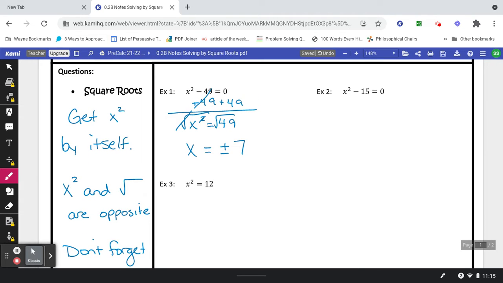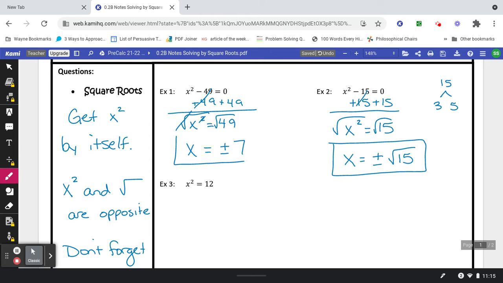All right, for example number 2, again, we'll move the 15 to the other side. We'll square root. And I'll still need the plus or minus sign, except this time, 15 is not a perfect square. If you break it down into a factor tree, it just gives you 3 and a 5. And without any pairs of numbers, it does not simplify. So we'll leave it as the square root of 15. Noticing again, each of these still has two answers, the positive and the negative version.